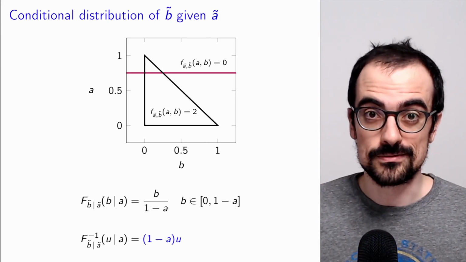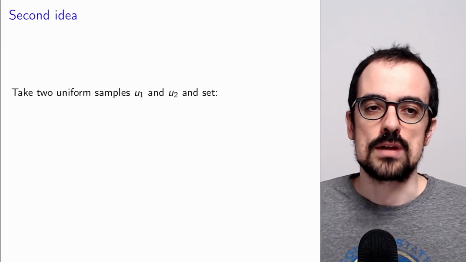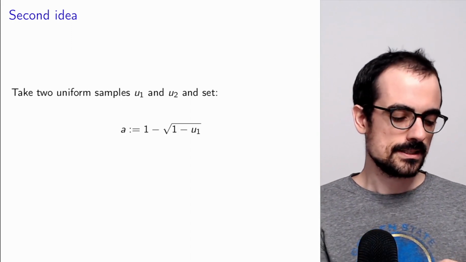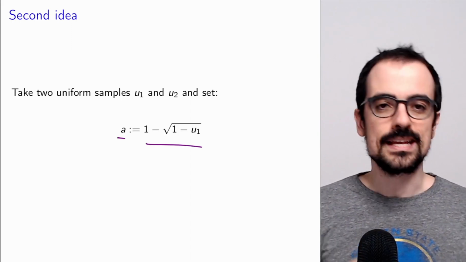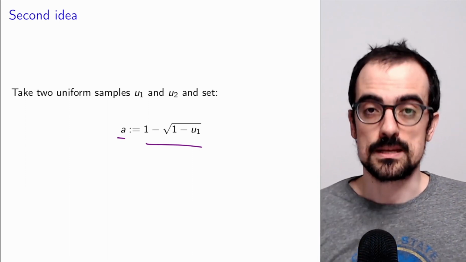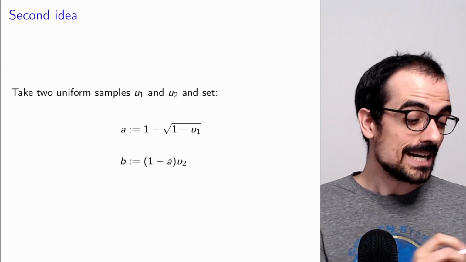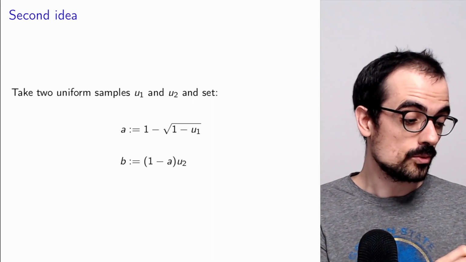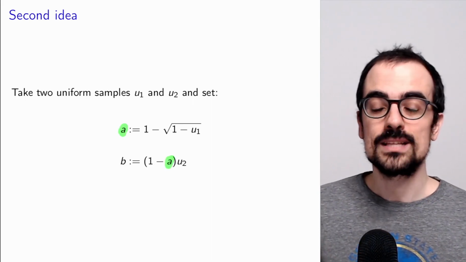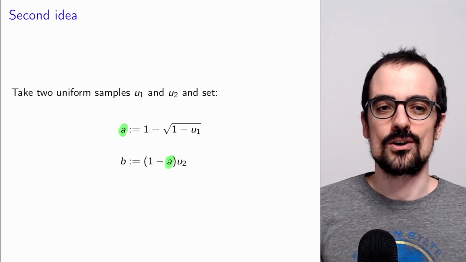so they're extremely different. All right, so our second idea is to take two uniform random samples, U1 and U2, and then first sample A by plugging in the uniform sample through the inverse CDF of the marginal. That's going to give us a sample from the marginal of A. And then we're going to condition on that value. And this is critical. You have to realize that this value here, we're going to plug it in there because we want the conditional distribution of B given that particular sample of A.